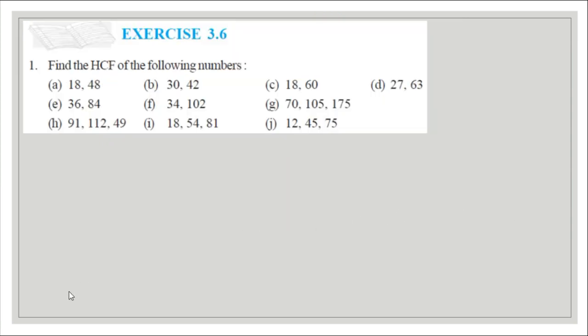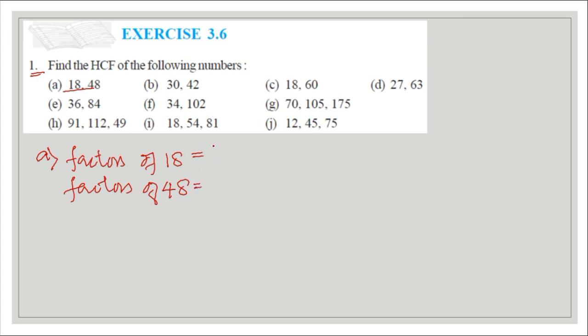Next is exercise 3.6. We shall discuss the first question. Find the highest common factor of the following numbers. First one is 18 and 48. Let me write down the factors of 18 and the factors of 48. Using prime factorization, 18 can be expressed as 2 multiplied by 3 multiplied by 3. Similarly, 48 can be expressed as 2 multiplied 4 times with 3.